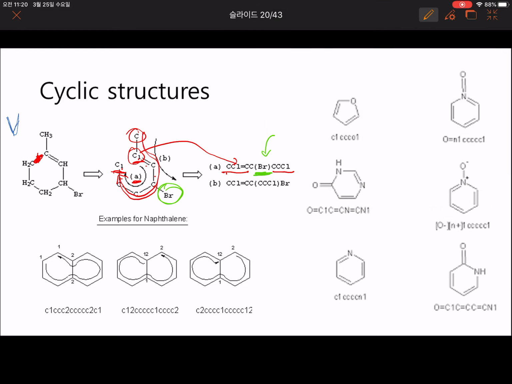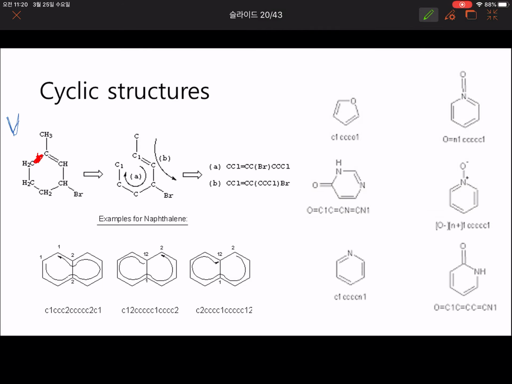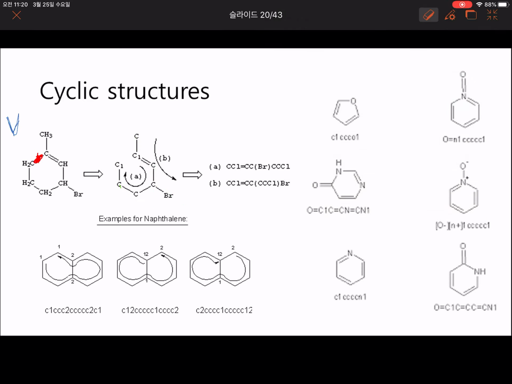Another way of representing this molecule is that if we think our main chain is like this, then we can assume that this one is branched, right? So if we follow this path, then it starts with C, C1, C, C, Br, right? So these are main lines.